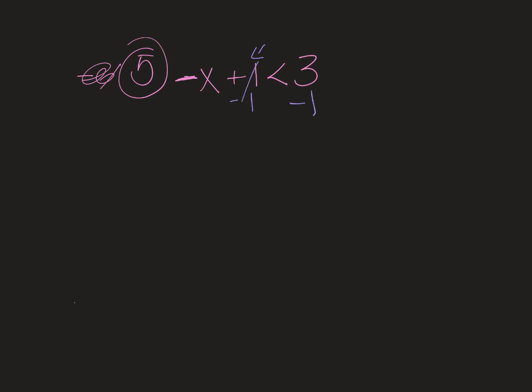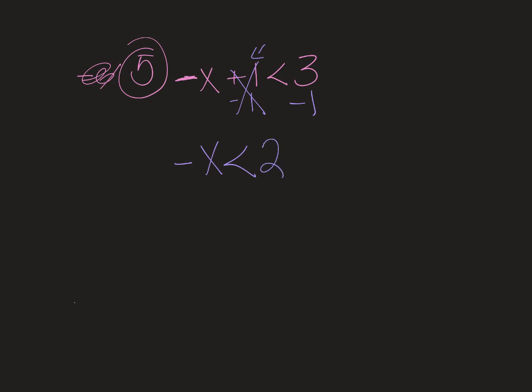Now, this is the case where it's going to change a little. So, excuse me, we'll go to number 5. Negative x plus 1 is less than 3. This is when we are going to be flipping the inequality sign. But first I'm going to subtract 1 from both sides, and that's going to cancel. Then I'm going to have negative x is less than 2.